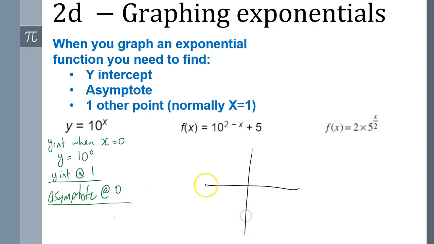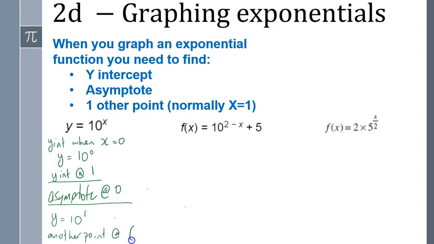Okay, I've got two points. Problem here is it could look like that, or it could look like that, or it could look like that. Okay, so I need one other point to kind of anchor my graph. You can pick any point. You can make x 50, you can make it 10. The quickest one to do is make it 1. Okay, so I'm going to do that. y equals 10 to the power of 1, which is just 10. So another point is at (1, 10).